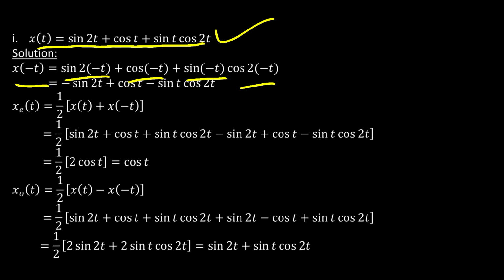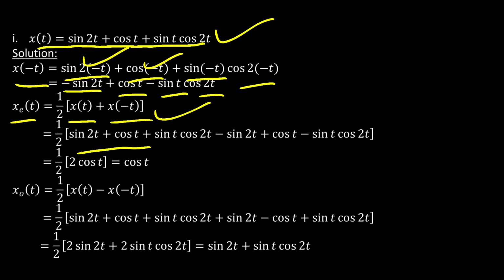By using that formula, here observe sin 2 of minus t is minus sin 2t, and cos of minus t is nothing but cos t. That's why I wrote here cos t, and here sin minus t is nothing but minus sin t. Cos 2 of minus t is nothing but cos 2t. Okay. And here, coming to the even part of the signal, that is x e of t is equal to 1 by 2 into [x of t plus x of minus t]. Simply substitute the x of t and x of minus t values in this equation, then we get 1 by 2 into [sin 2t cos t plus sin t cos 2t minus sin 2t cos t minus sin t cos 2t].